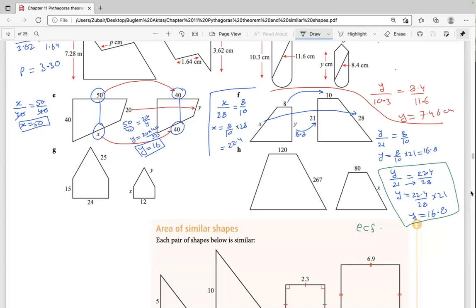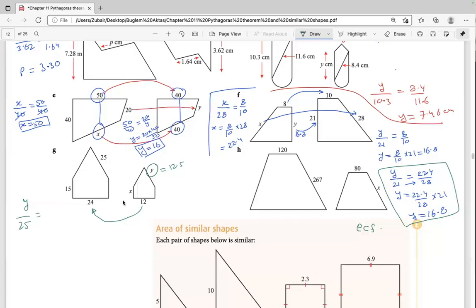G part. Well, it's y and 25. And 15 and x, and 24 and 12. So if I just look at these two, can I think what y would be? Yes, it would be 1 over 2, it would be half. So that would be 12.5.